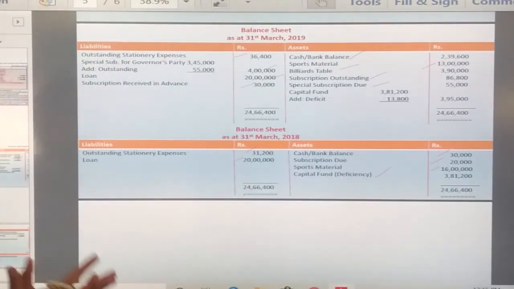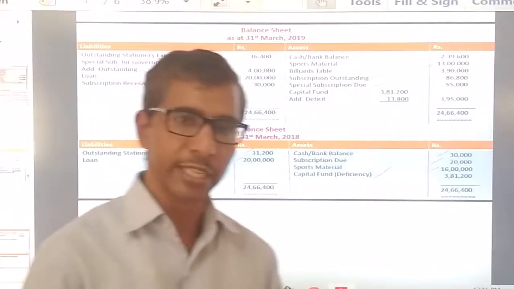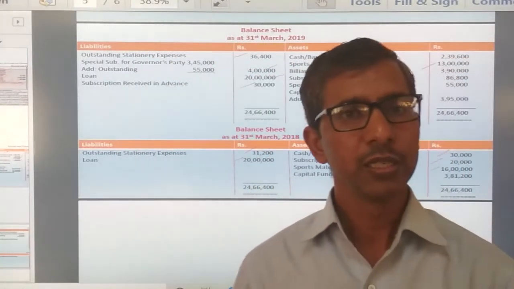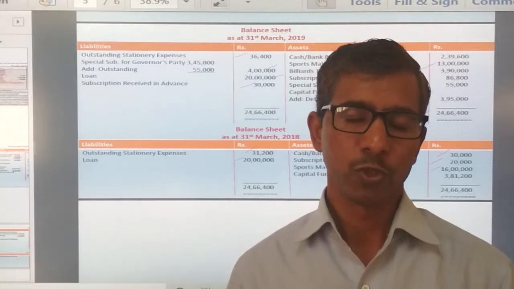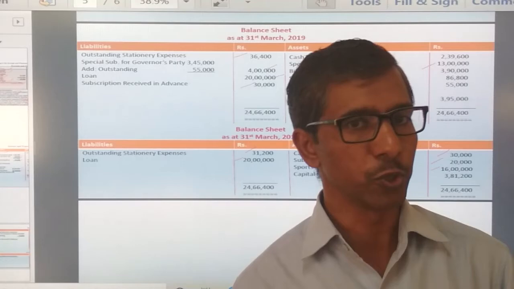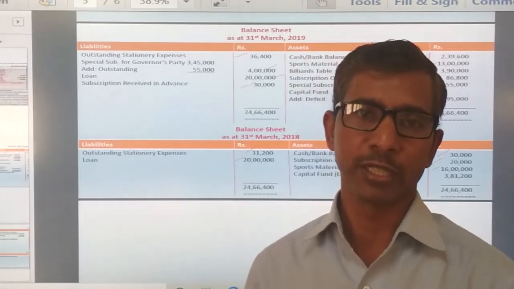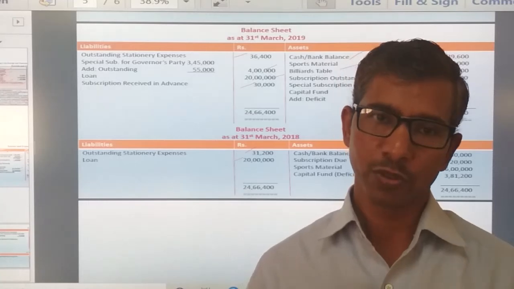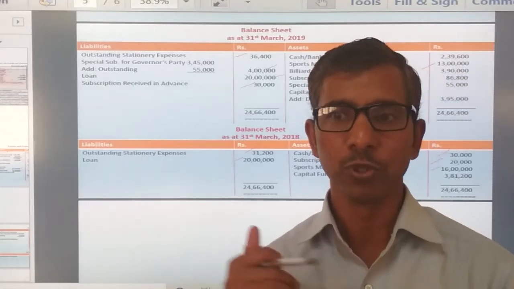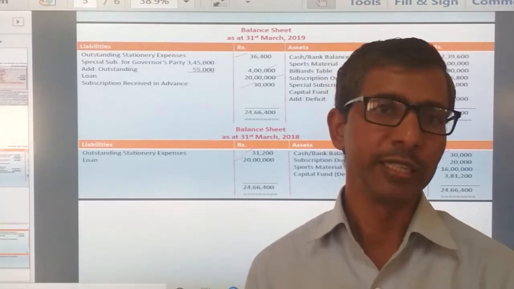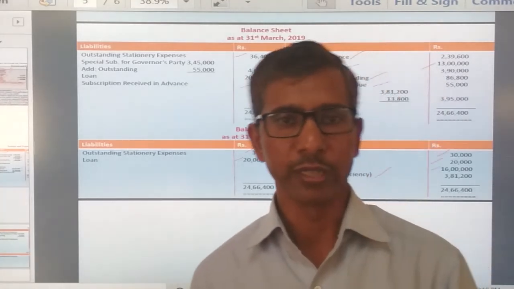So in this way we have to prepare the income and expenditure account and balance sheet, the opening balance sheet as well as the closing balance sheet. So I think after discussing this question, there may be no problem while solving questions related to the income and expenditure account and balance sheet. Before solving the question, you have to follow the steps for preparing the income and expenditure account and balance sheet.